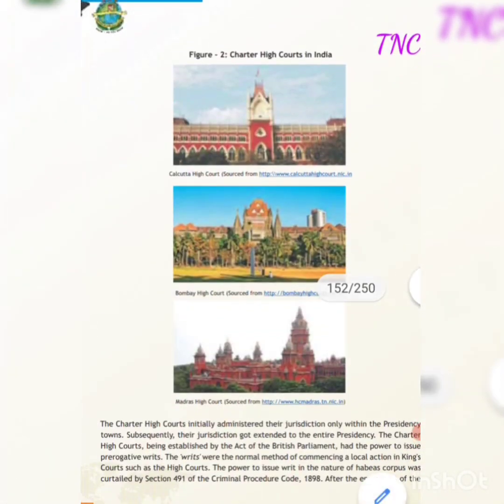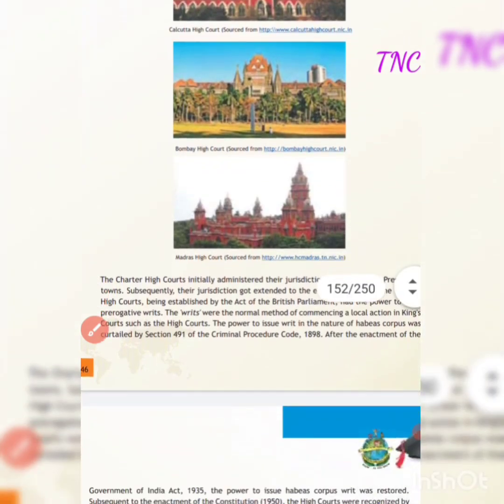These are the pictures which are shown of the three high courts.